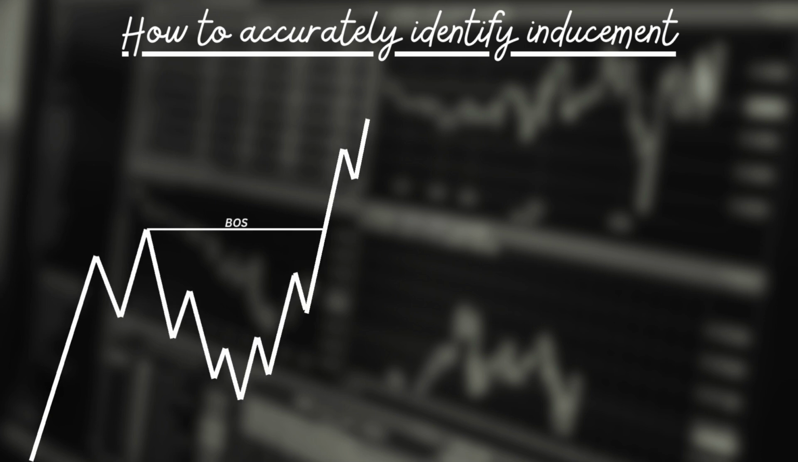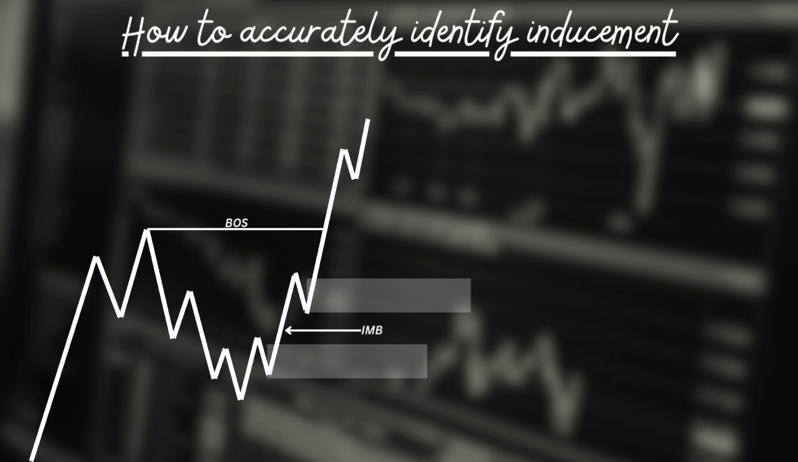Let's take this example where you've identified a clear demand zone for possible buying opportunities. The key question is, how can you tell if this demand zone is an inducement or not? One of the most effective ways is to follow these steps. First, check for any imbalance or fair value gap below your demand zone. An imbalance indicates an area where price is likely to revisit before moving in the intended direction.